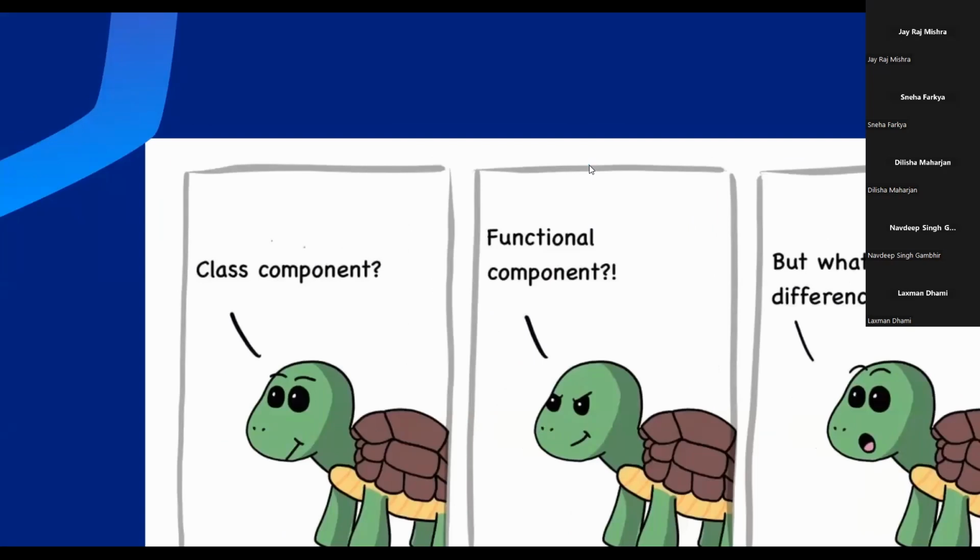We have studied components, right? But this tortoise is saying that we have two different components in React. Can somebody help me or the tortoise: what's the difference between these two components? What is a class component or a functional component? Let the tortoise rest assured with your answers. A functional component is similar to a function definition and declaration. Okay. Anything else, Vinod, you want to add? Or anybody from the chat?